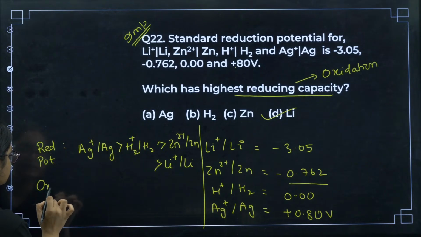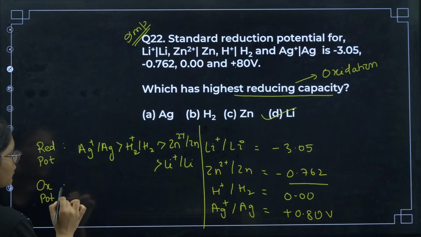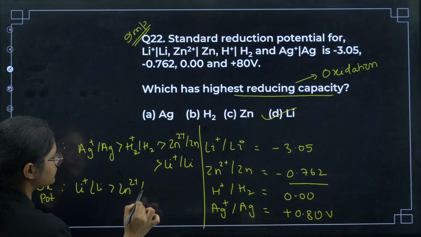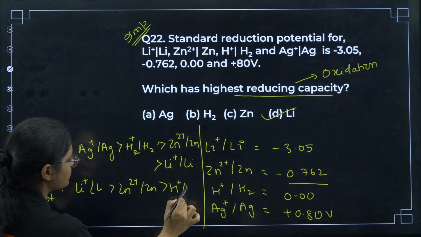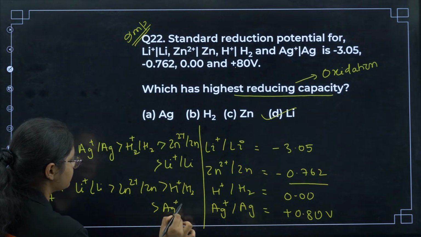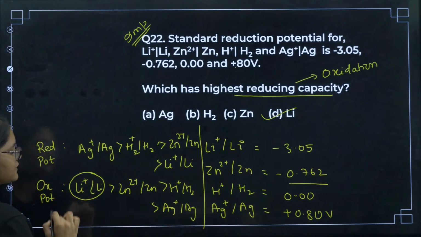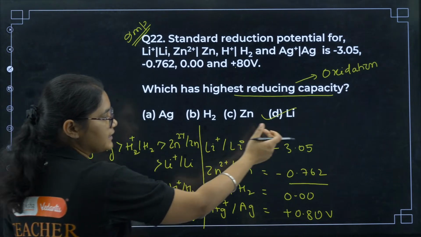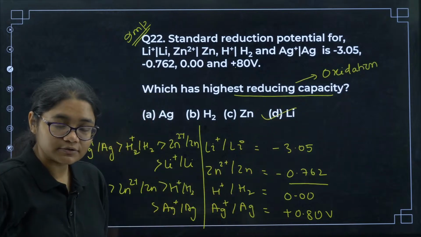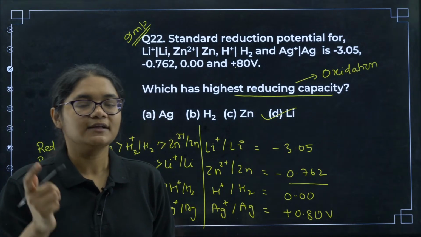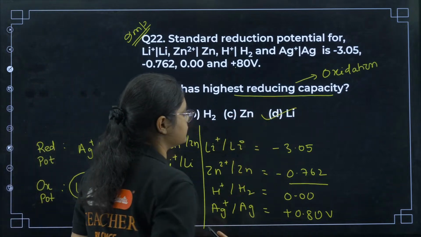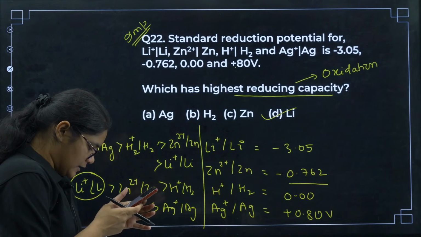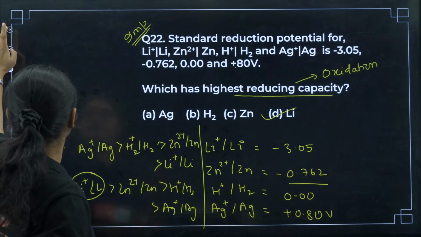And what will be the oxidation potential order? The tendency to get oxidized will be the reverse of this: Li plus to Li, Zn2 plus to Zn, H plus to H2, or Ag plus to Ag. So that means lithium is having the highest tendency to get oxidized. When it gets oxidized, it will reduce others. So it has also the highest reducing capacity. So option number D is the correct answer. Very good students, all of you have written the correct answer.